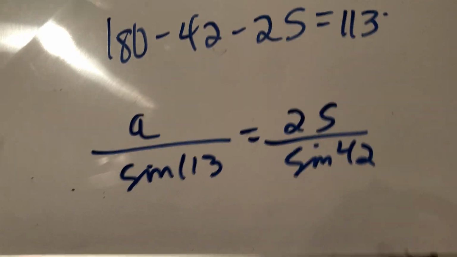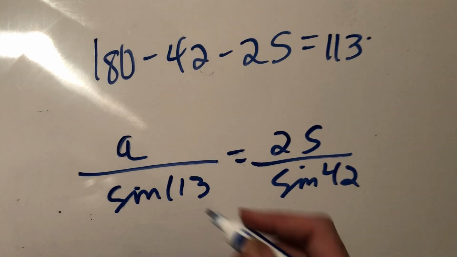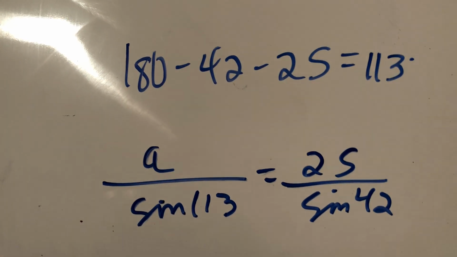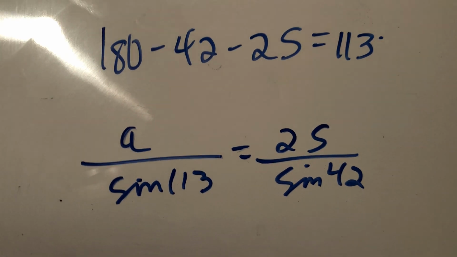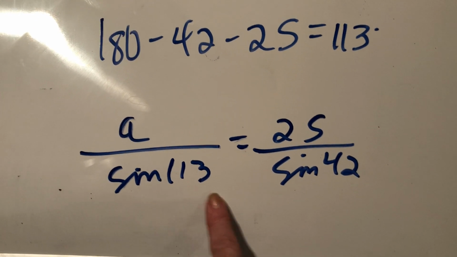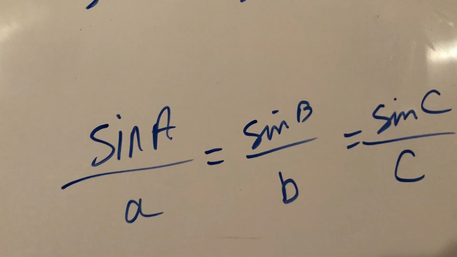So there's the proportion set up. That's using law of sines. There's only one thing that has to move for you to get A by itself, because A needs to be by itself. There's only one thing that has to move, and it's the sine 113. And that's why I show you these different setups for sides and for angles.